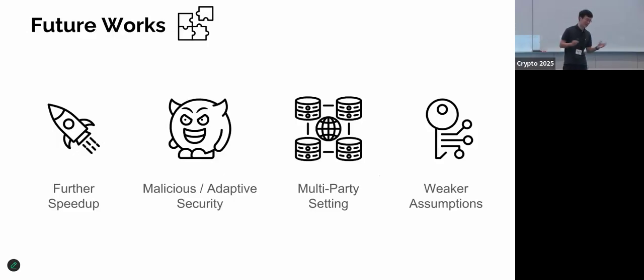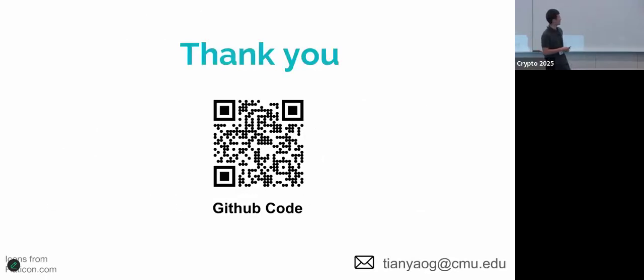For future work, we would like to see more speedup, of course. Right now our work assumes the semi-honest setting, so it would be interesting to see how we can extend it to malicious security and also adaptive security. And as the previous talks mentioned, people want to instantiate this in a multi-party setting. We are also interested to see whether we can weaken the assumption, since right now we are based on DDH. Okay, thank you. Here is the open source code of our garbled RAM, and thank you for your attention.